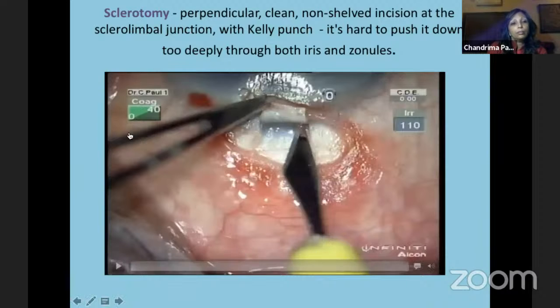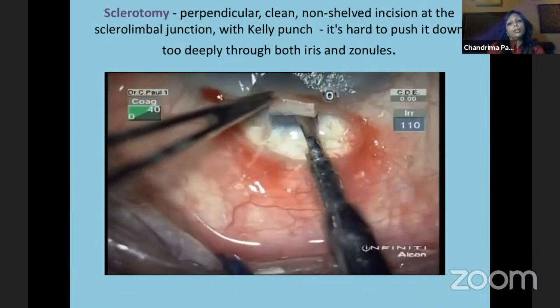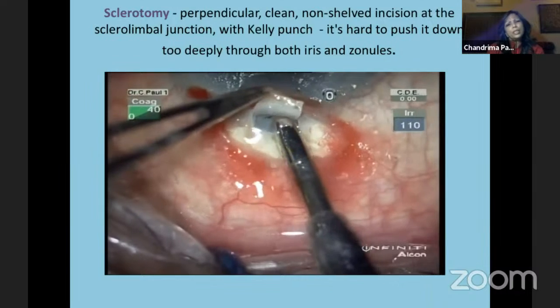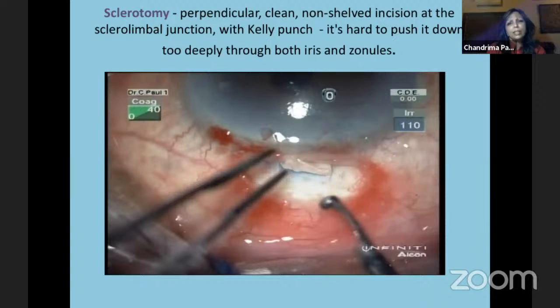Next we have the punching of the ostium. That's a non-beveled incision at the sclerolimbal junction, and I generally punch it out with the Kelly's punch, or I sometimes also just use the Vannas scissors.